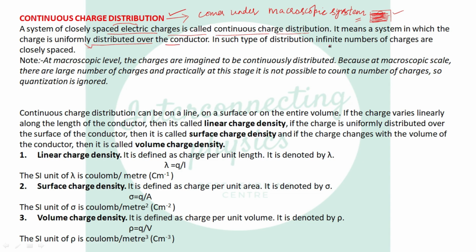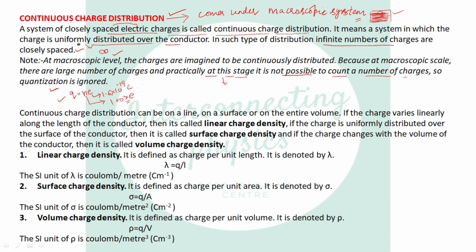In such type of distribution, infinite number of charges are closely spaced. Infinite number. So it means at macroscopic level, charges are so large in number that practically in this macroscopic system it's not possible to count the number of charges. So quantization here is ignored. In quantization we saw Q equal to NE, where E is the basic charge, which is 1.6 into 10 raised to power minus 19 Coulomb, and N is the integer, which can be negative or positive. Suppose N is 100. So we multiply 100 into E and we get the charge.